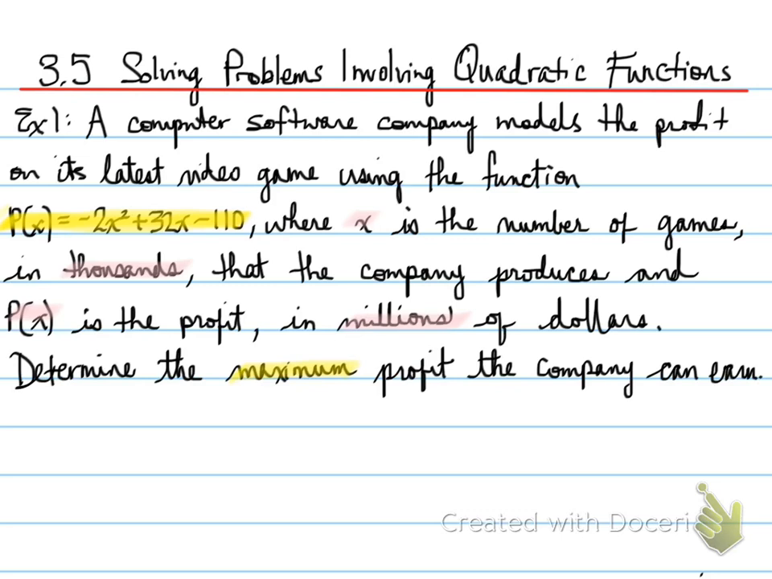What does it mean when you read the word maximum? Hopefully you're thinking, maybe a graph might make more sense. This is a parabola that opens down. The p is the y-axis, the x is the x-axis, and we have a parabola that opens down. The points at which it hits the bottom are where the profit is zero.